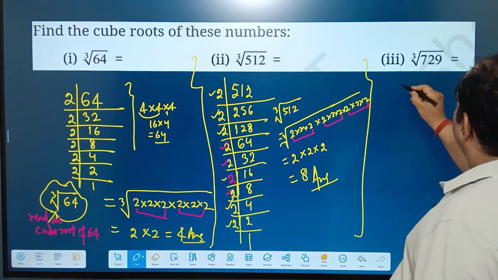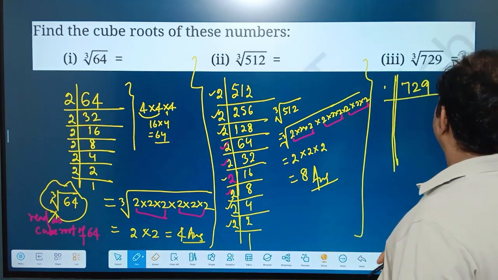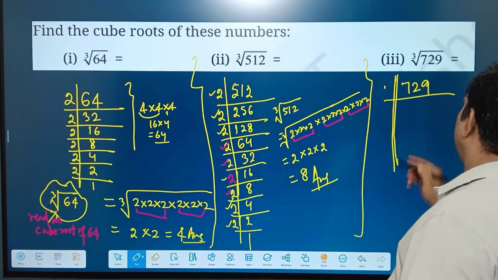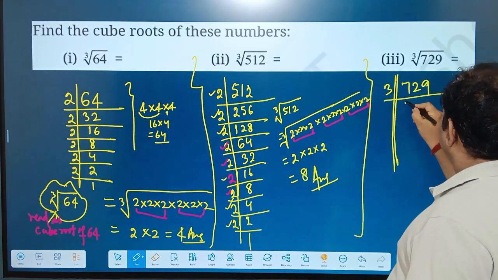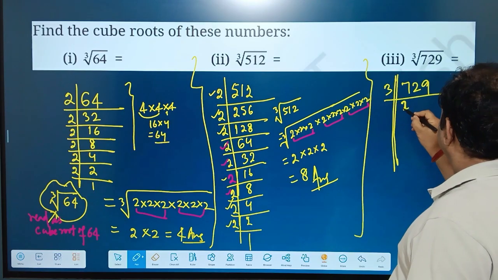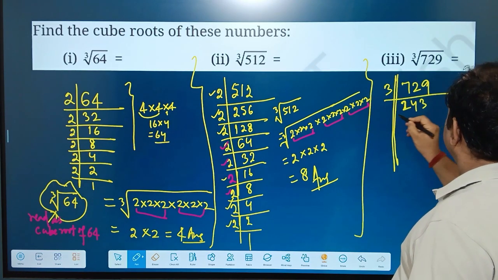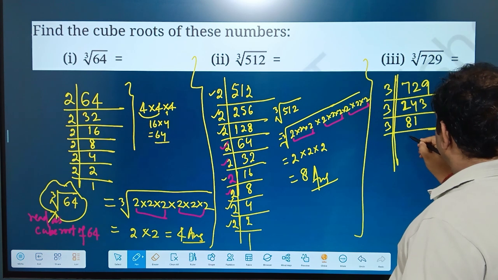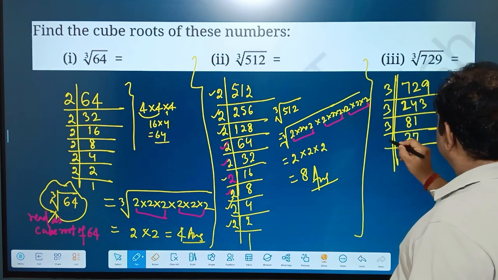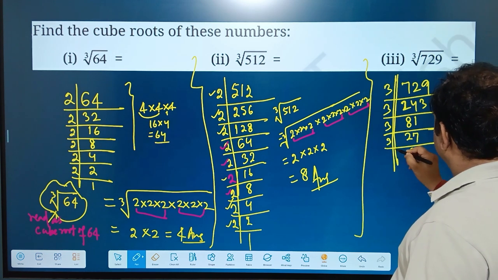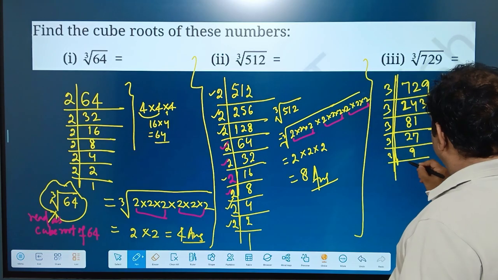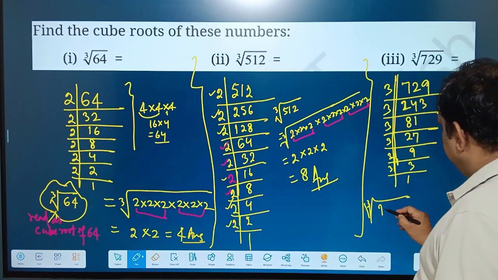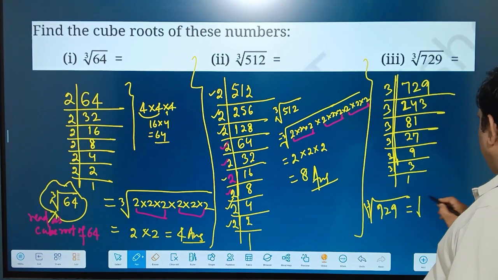Okay. Now 729. Take the prime factorization. Will it go by 2? No, because the last digit is 9. It will go by 3, I believe. So 3 1s are 3. 3 2s are 6. 3 4s are 12, and 3 3s are 9. Then 3 8s are 24. 3 1s are 3. Then again 3. This is going to be 27. This is again 3. This would be 9. This would be again 3. This would be 3. Right? And this would be again 3. This would be 1.